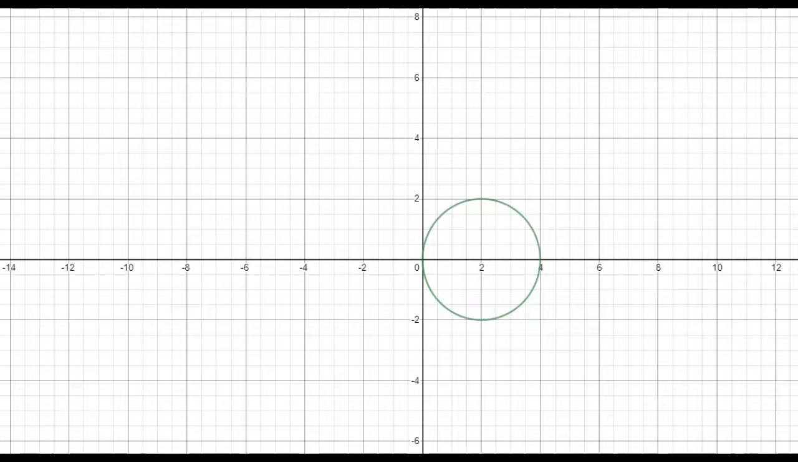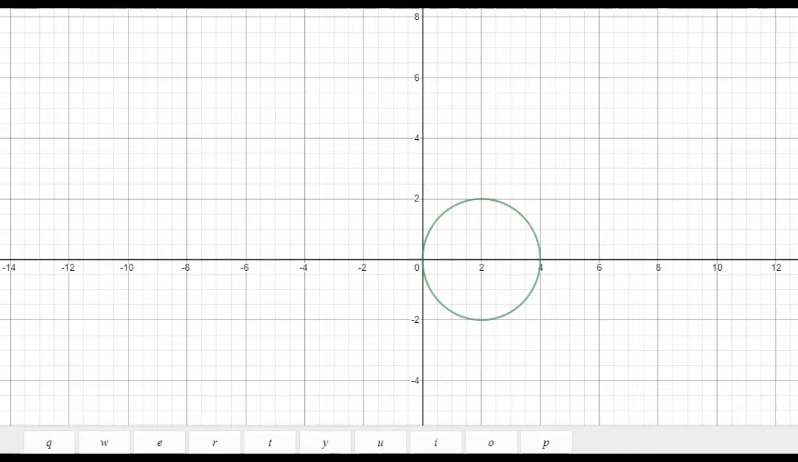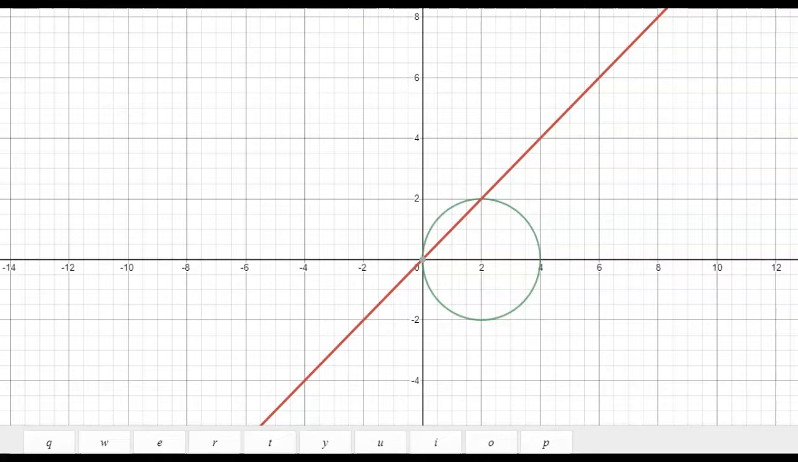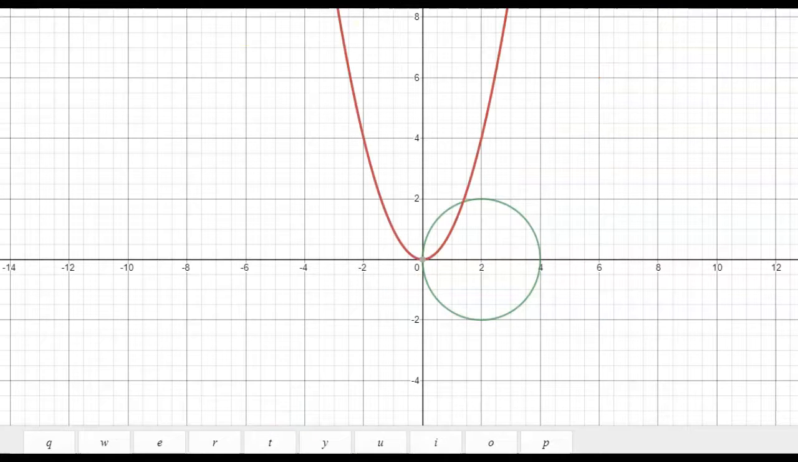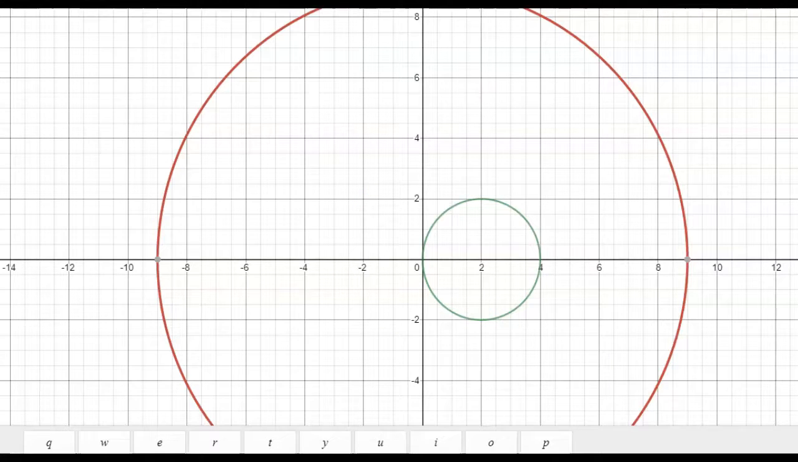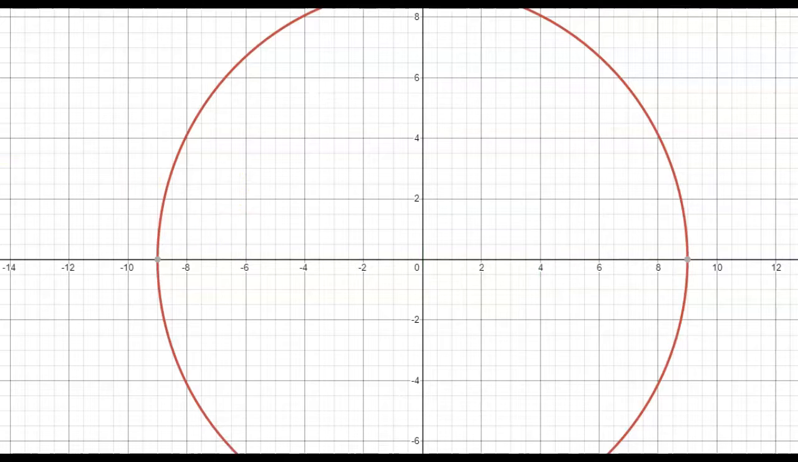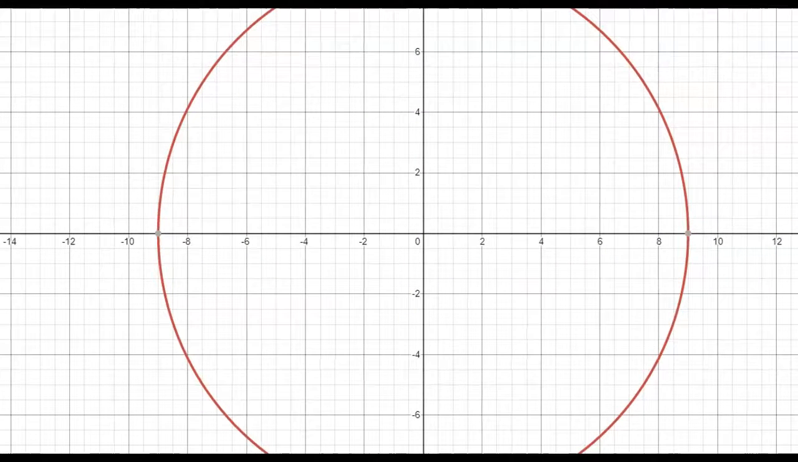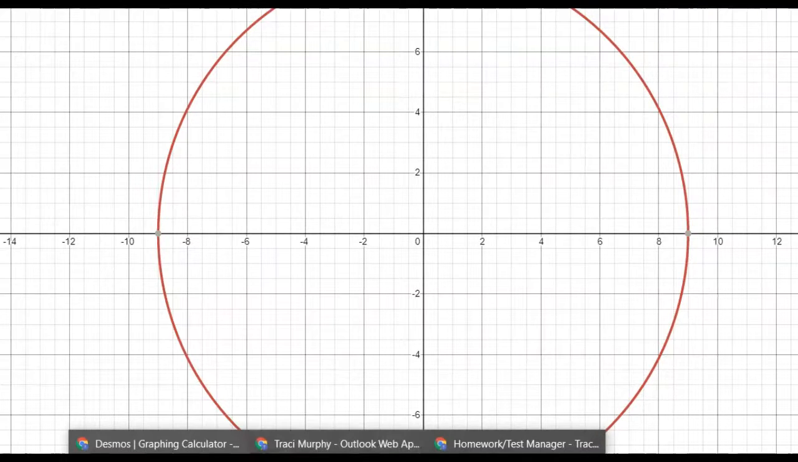So let me type in x squared, oops, let's try again, okay. x squared plus y squared is equal to 81. Okay, and we can see that we have that radius of 9 as well. Okay, now what we want to do is take this and write it in polar form.